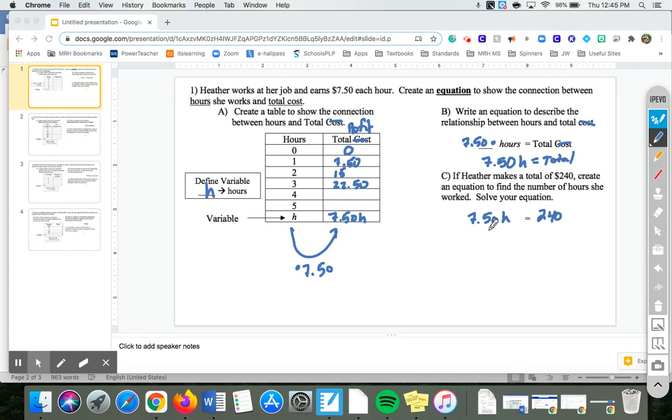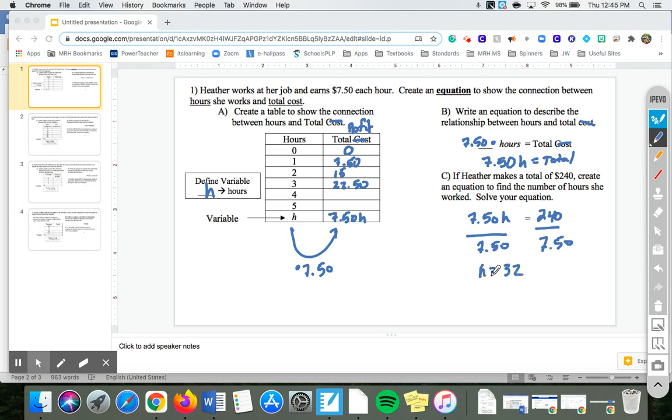So on C here, all you have to do then is solve the equation. So we've been working on that. The opposite of multiplying using inverse operations would be to divide. So I divide by $7.50 on both sides. And 240 divided by $7.50 is going to be 32, which then means that H is equal to 32.